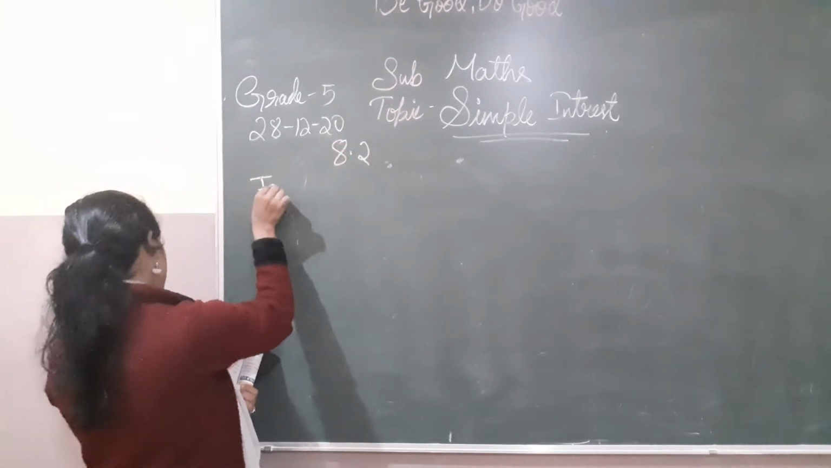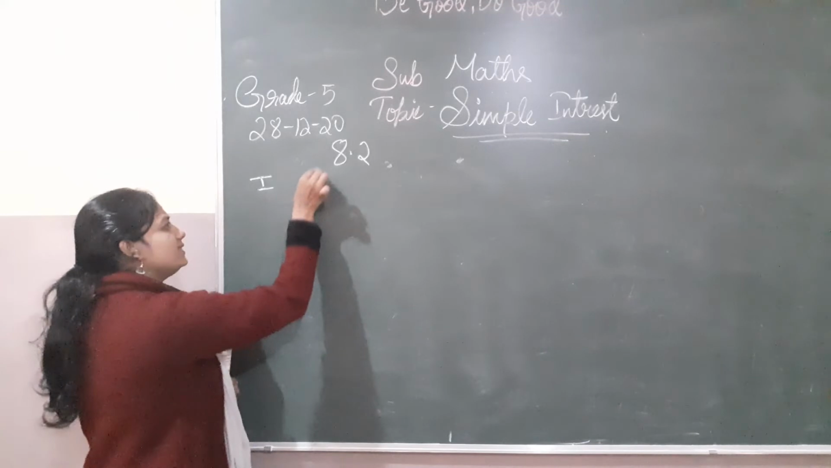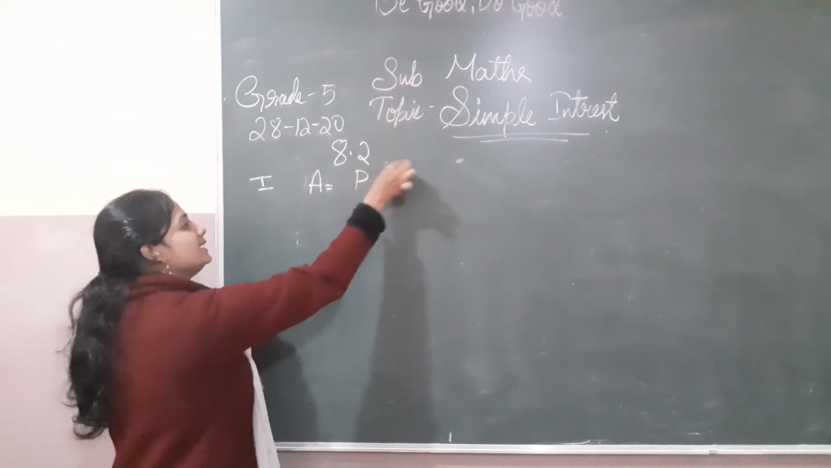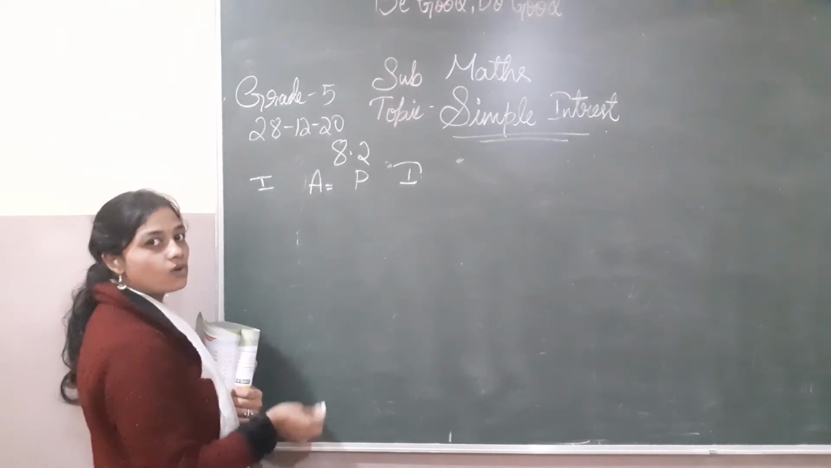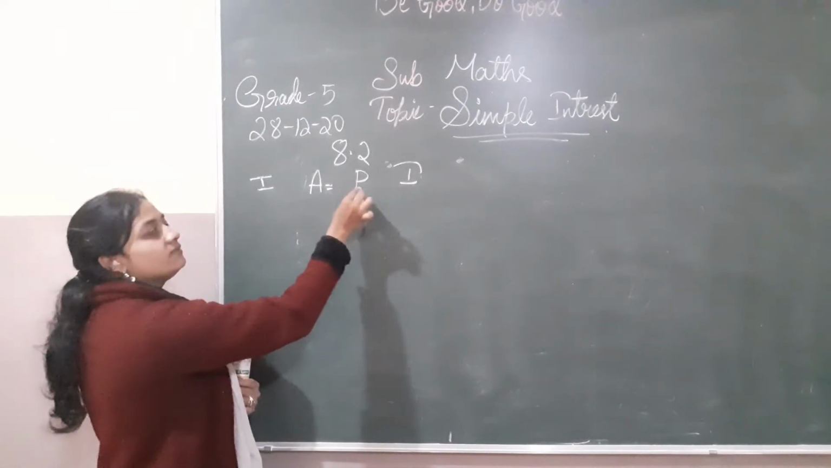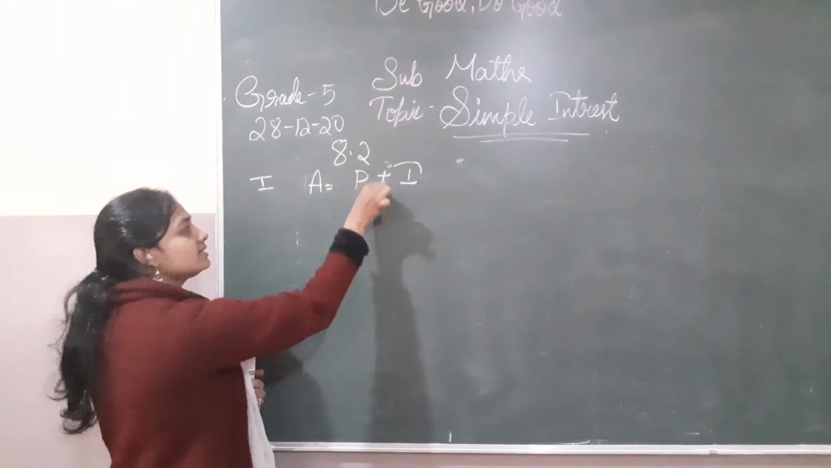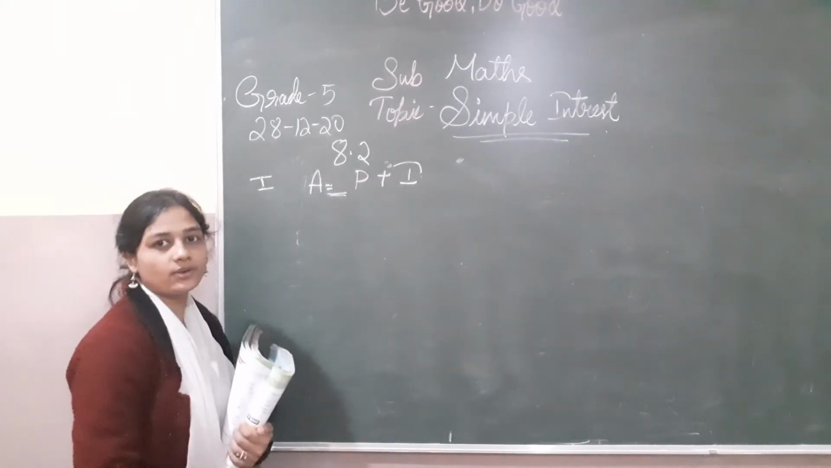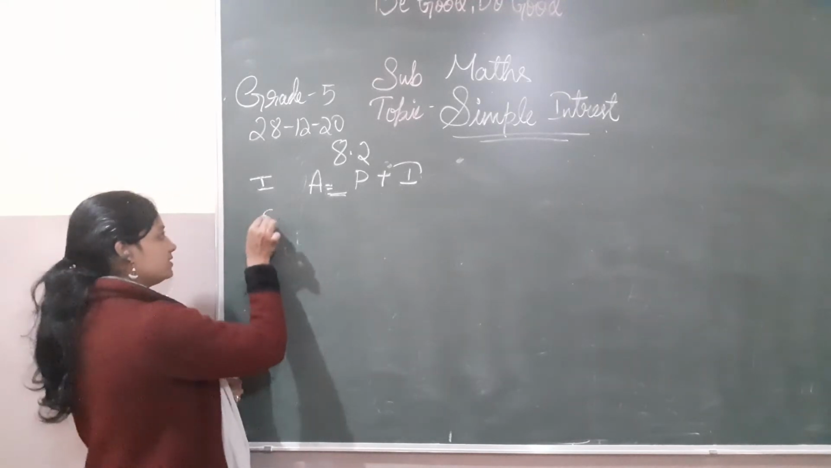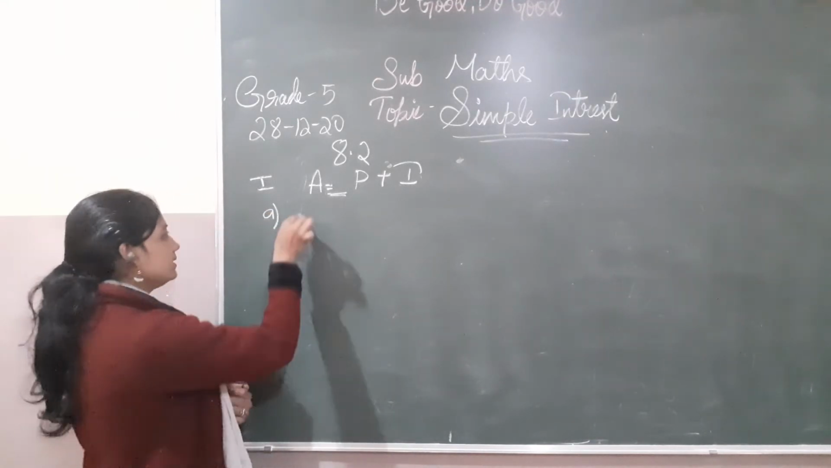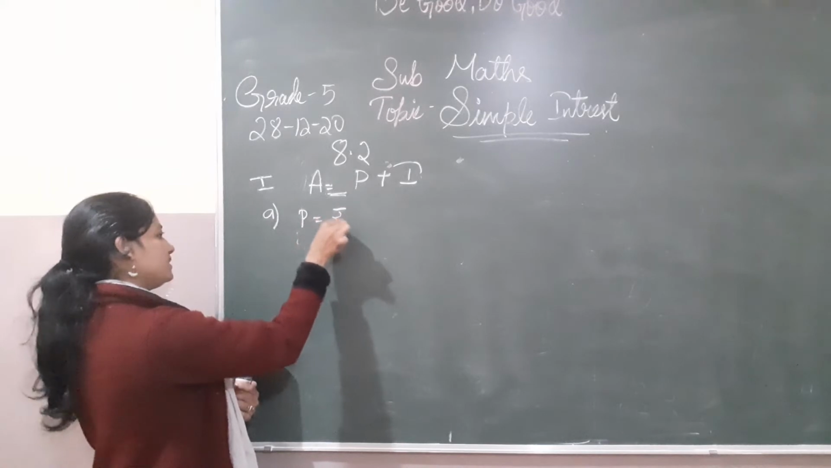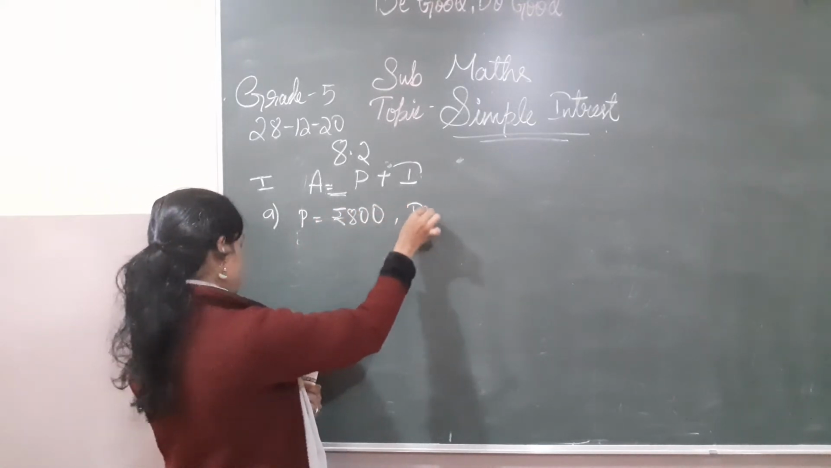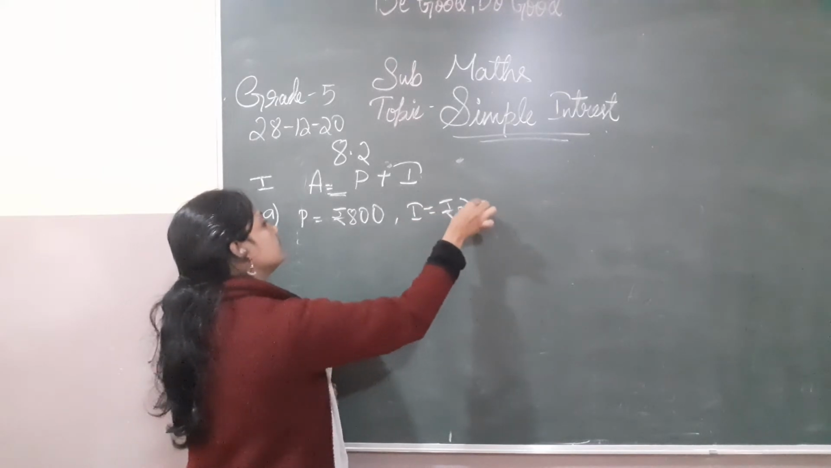8.2, first sum. Here what should I find? I should find the amount. What is given? The principal and the interest are given. So the formula for finding the amount when principal and interest is given is A is equal to P plus I. This is the formula we are going to use now. So let's start with the first one. First one, P is equal to rupees 800 and I is equal to rupees 250.